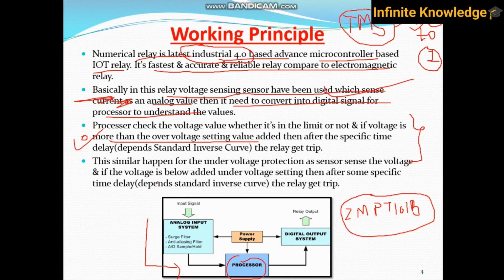Okay, so similarly under voltage also. Whenever you start the simulation, or whenever you are trying to run or make the hardware, you need to add some values over which you need to protect your circuitry each and every time. So you need to add the over voltage setting and TMS for it, the time multiplier setting, and again under voltage. We will check how to add them in the simulation part.